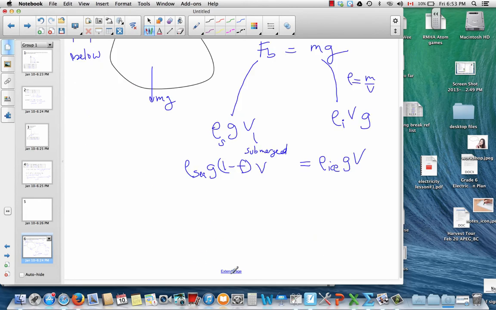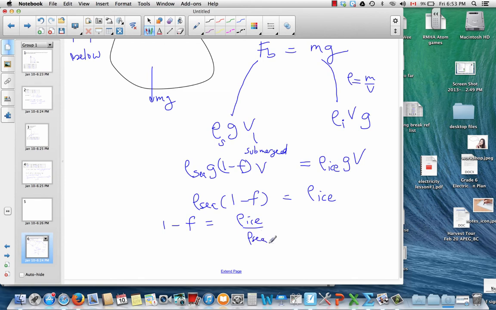So these two must be equal to each other if it's floating, because this is the buoyant force and this is the weight. Now clearly the g and V cancel on both sides, and so we end up with this expression for the unknown fraction f, which is what we're looking for. So we want to isolate f, so we're going to divide both sides by rho S, the density of the seawater, and then bring this over to the left, and I'll bring minus f over to this side to isolate positive f. And it's 1 minus the density of ice over the density of the seawater.